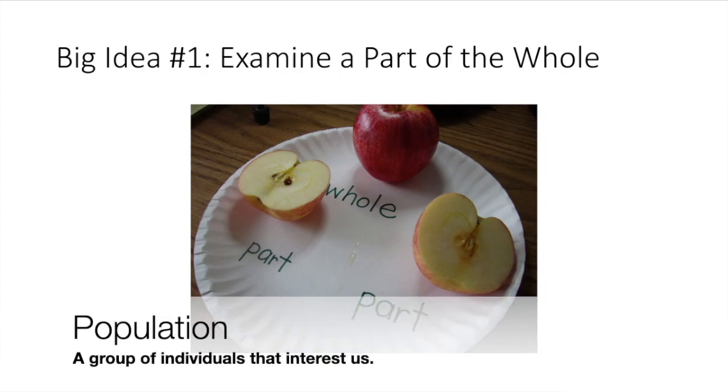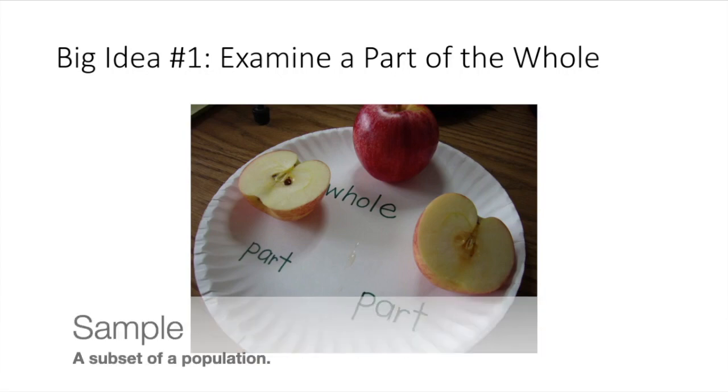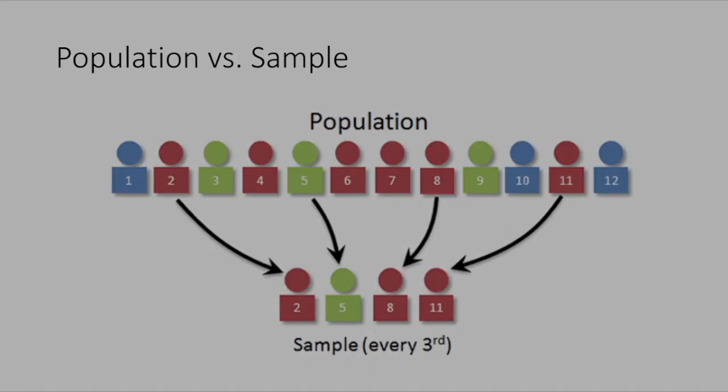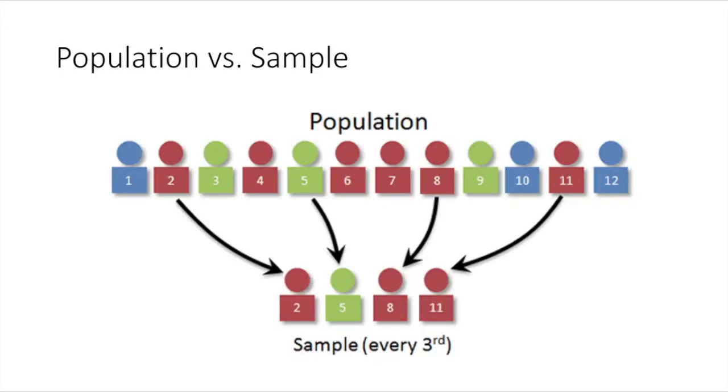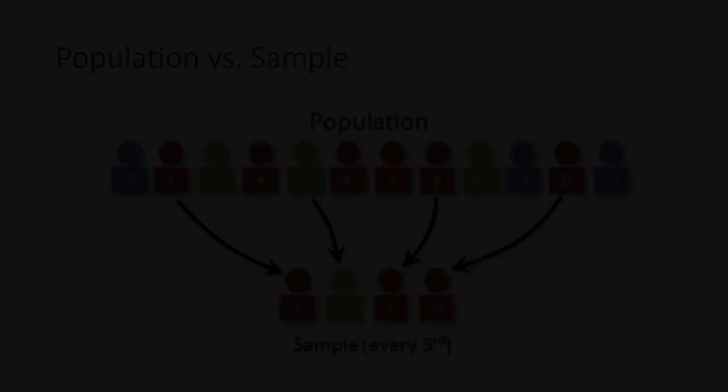Population is an entire group of individuals that we have interest in. A sample is a smaller group or subset of that population. Population versus sample. We draw statistics from samples. We draw parameters from populations. A population contributes to the sample.